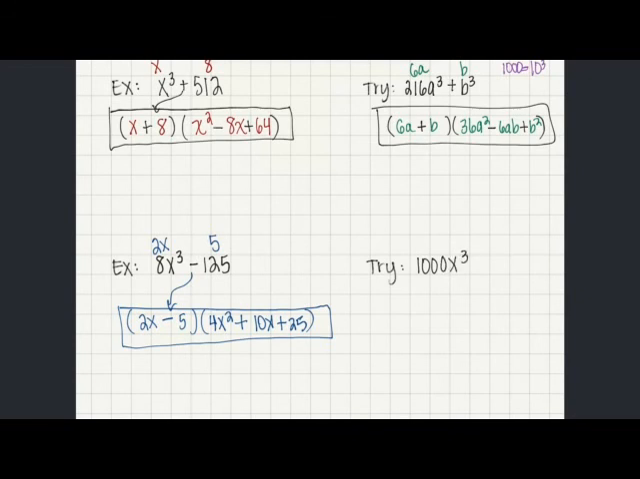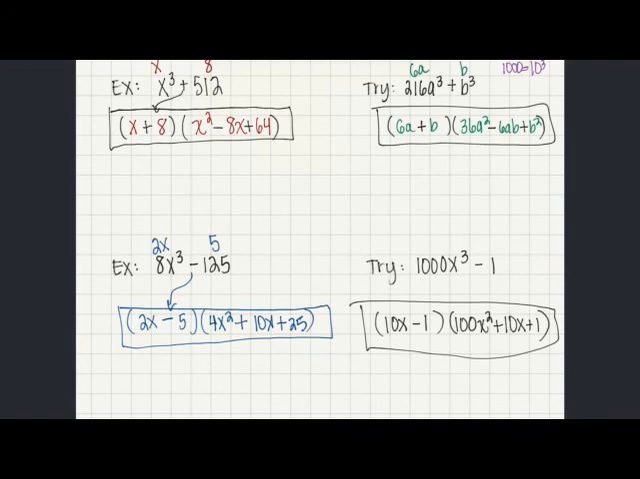Okay, you try 1000x cubed minus 1. And hopefully you got 10x minus 1 times 100x squared plus 10x plus 1 as our final answer.